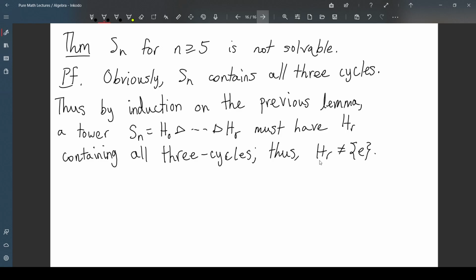Right? And that concludes the proof. We cannot have a tower decomposition for S sub n such that we end in the trivial subgroup, because at each step, since we start with all 3-cycles, and at each step we keep all the 3-cycles, that means that at H sub r, we have to have all the 3-cycles. And since the trivial subgroup doesn't contain any 3-cycles, then we're done.